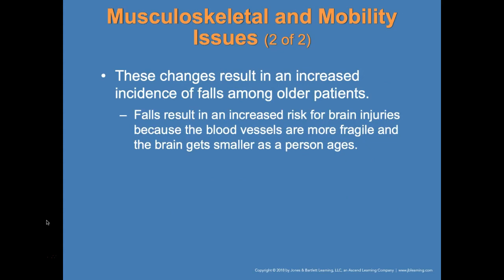So all of those changes we talked about result in an increased incidence of falls among older people. These falls result in an increased risk for brain injuries because those blood vessels are more fragile. The brain gets smaller as a person ages. So we have that combined with them not being able to catch themselves when they fall. They might fall flat on their face and not even reach out to try and stop themselves. So we have to remember that there is that increased risk for injuries to the brain.